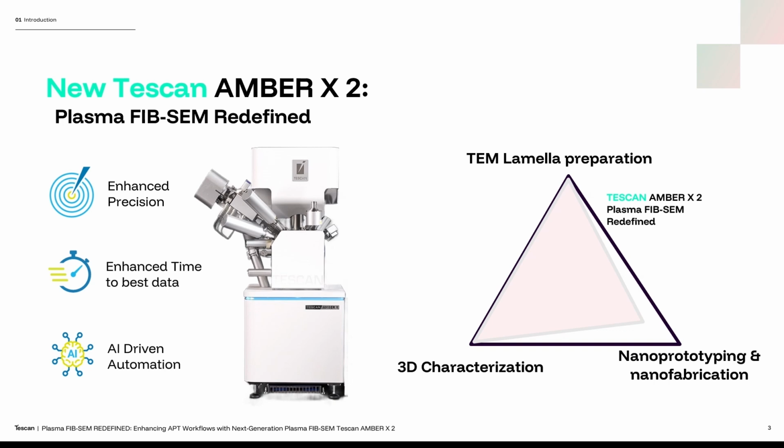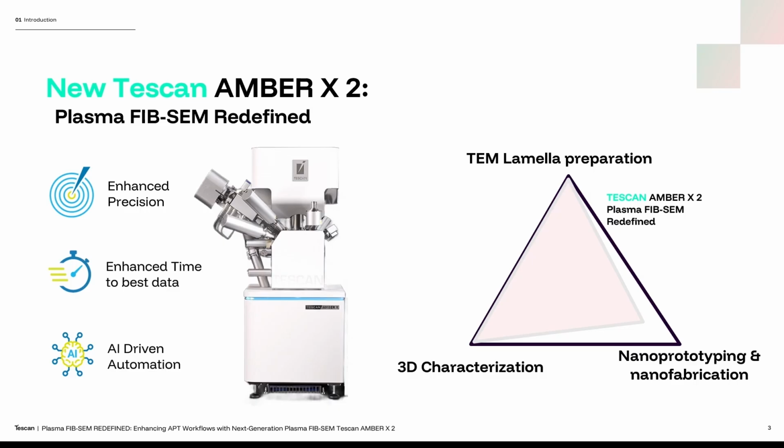The trade-off has always been precision. Plasma systems have historically struggled with imaging quality at low kV, background beam noise, and the level of control needed for fine detailed work. As a result, many labs have had no choice but to operate both types of systems. It's a workaround, but one that comes with added complexity, cost, and redundancy, because no single tool could meet the full range of demands. That challenge is exactly what inspired us to rethink what a plasma FIB could be.